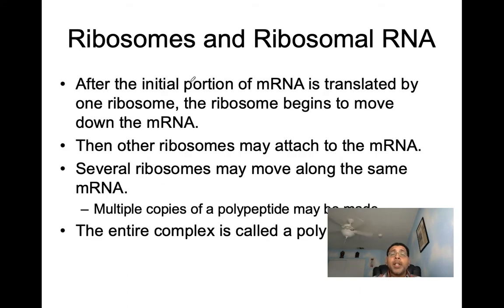So we'll see after the initial portion of mRNA is translated by one ribosome, the ribosome begins to move down the mRNA. Then other ribosomes may attach to the mRNA. Several ribosomes may move along the same mRNA. Multiple copies of a polypeptide may be made sometimes. The entire complex is going to be called a polyribosome then. A polyribosome.